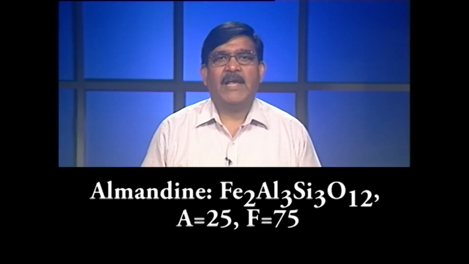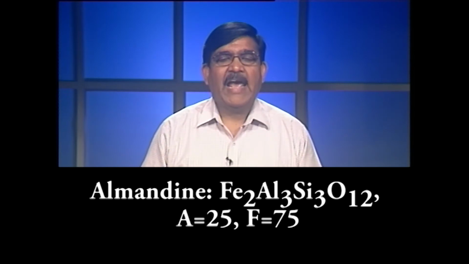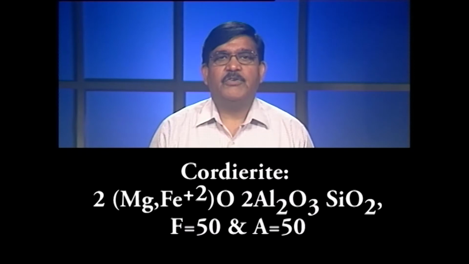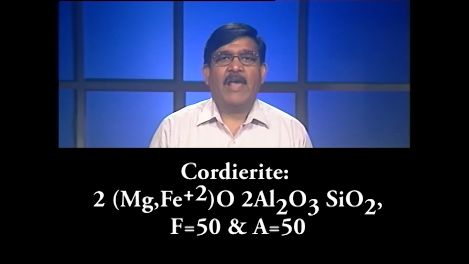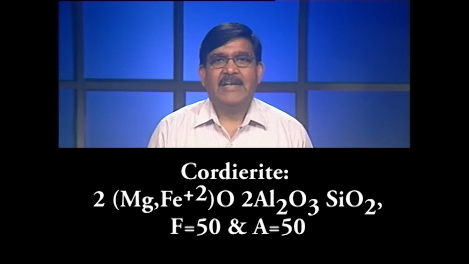Now, the next formula is almandine, Fe3Al2Si3O12. The value of A equals 25%, F equals 75%. Cordierite: 2(Mg,Fe)O, 2Al2O3 and 5SiO2. The value of F equals 50%, A equals 50% and C equals 0.